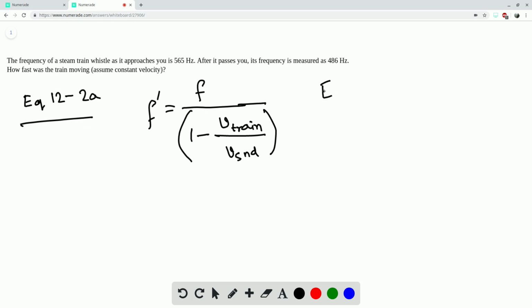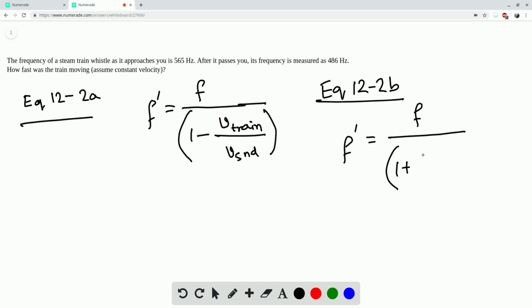And if the source is moving away from us, since the steam train is approaching towards us and then it's going away, for the second case we can use 2b, and that'll give us the frequency when both are stationary, divided by 1 plus the velocity of the train over the speed of sound. Now let's actually mark them.